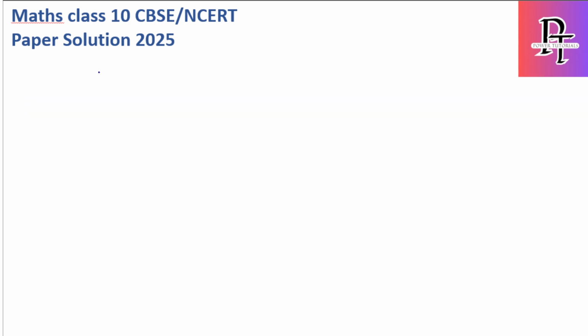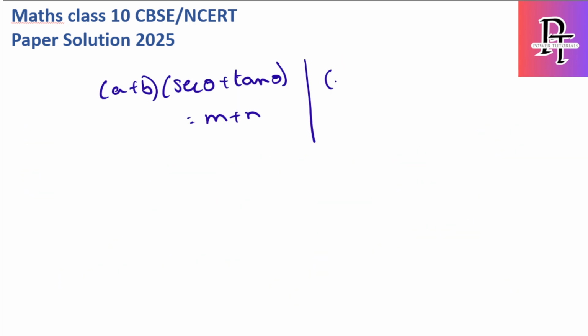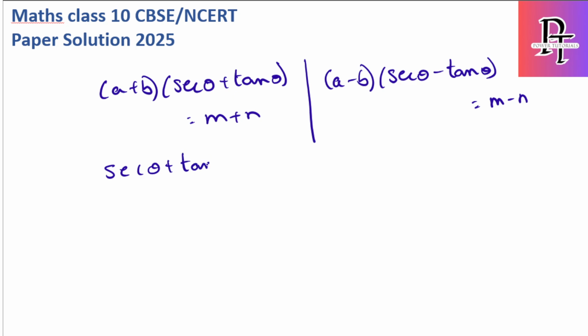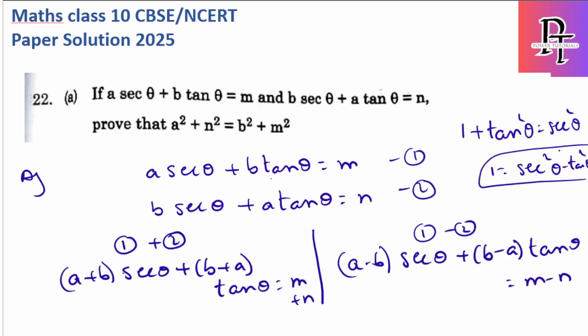So A plus B, if I take common, I can write here as A plus B into secant theta plus tan theta is equal to M plus N. Whereas on the right side, if I take A minus B as common, I will get secant theta minus tan theta is equal to M minus N. Okay, so from here I can get one relation which is secant theta plus tan theta is equal to M plus N by A plus B, whereas the other, secant theta minus tan theta, is M minus N by A minus B.